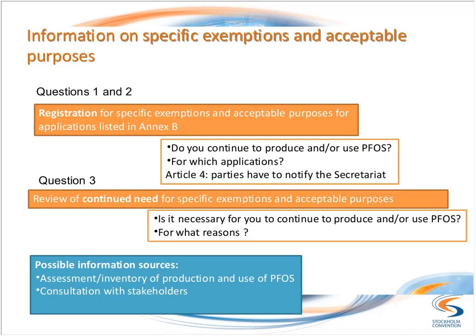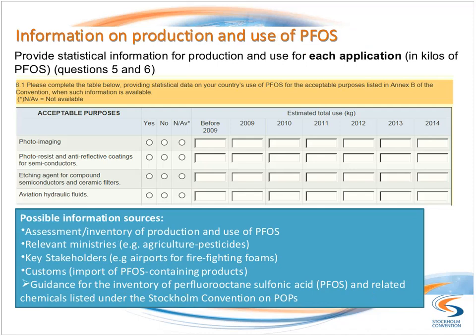In the next questions, questions 5 and 6, parties are asked about the amount of PFOS produced and used. And in contrast to what I've shown you before for reporting on paragraph 2 of Article 15, here detailed information about the quantities used for each application for PFOS is requested. And you can see in the table shown that there is space to provide this information for each year starting when PFOS was listed.